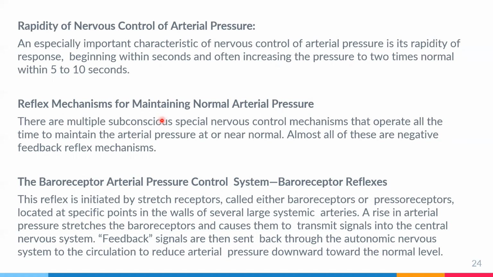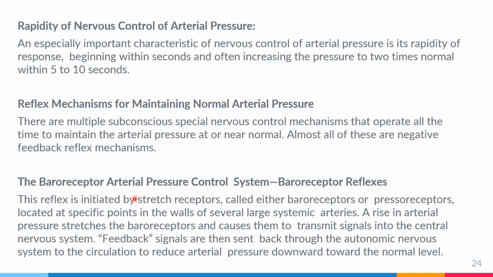Next, we look into the reflex mechanisms for normal arterial pressure maintenance. There are multiple subconscious special nervous control mechanisms that operate all the time to maintain the arterial pressure at or near normal. Almost all of these are negative feedback reflex mechanisms. And as we know, negative feedback loops mean that if the arterial pressure increases too much, the system itself will start decreasing the pressure, and in case the arterial pressure decreases too much, it will automatically start increasing the arterial pressure.